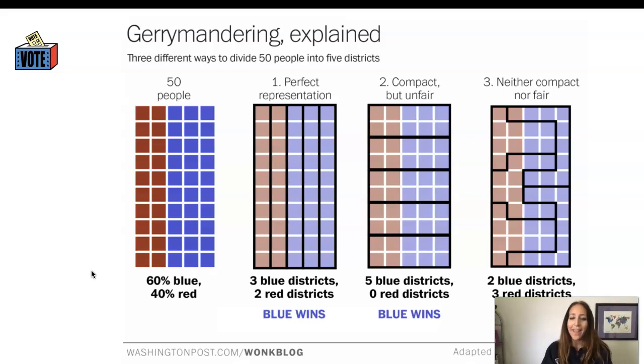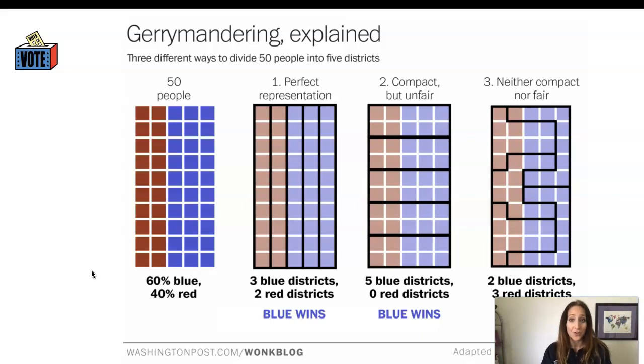But if you go and redraw the voting districts, you can do a couple of things to see if you're able to win some different seats. For example, if you look at the example for perfect representation, number 1, number 2, compact but unfair, they draw the lines to where there's 2 Republican districts and 3 Democratic districts. And that's pretty fair as far as the representation in the area.